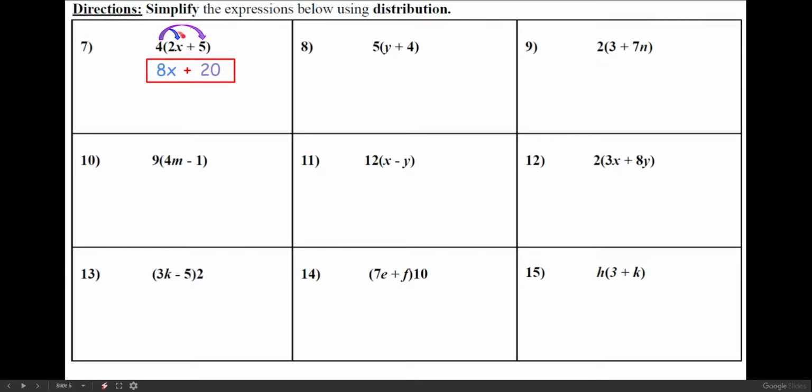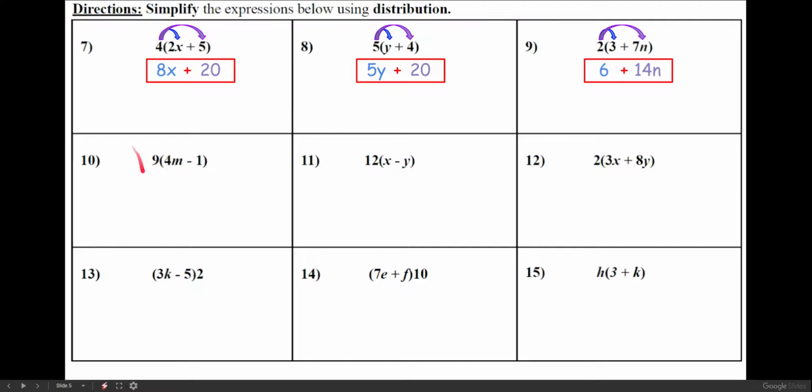We use our distribution rainbows. Anyways, 5 times y. Well, you're just multiplying it by 1y, and 5 times 1 is 5, and then you've also got that y, so 5y. 5 times 4 is 20. Bring down the plus sign. Box that answer. That's it. 2 times 3, well, that's 6. Bring down the plus. 2 times 7n, well, that's 14n. That's it. Box your answer.